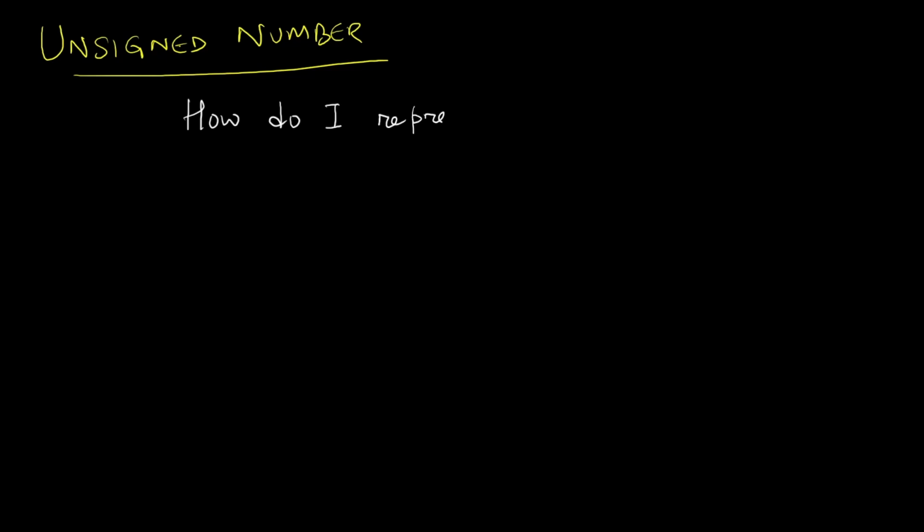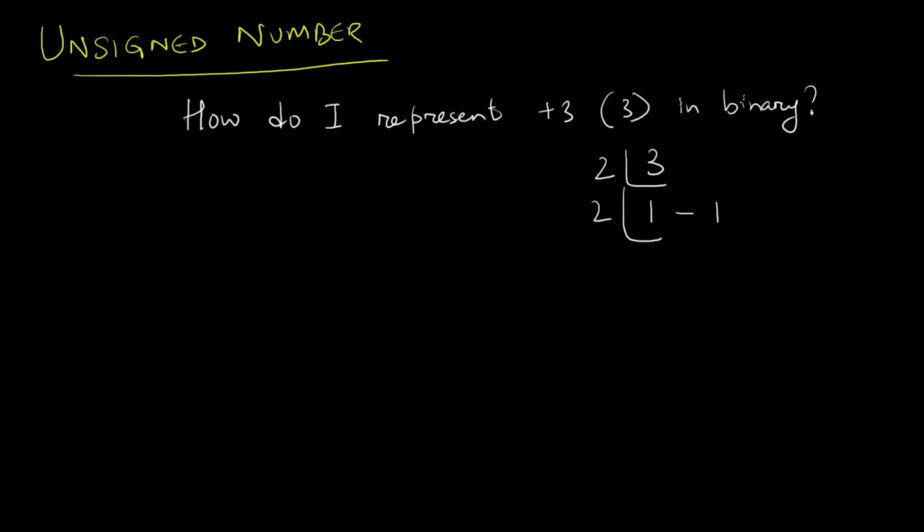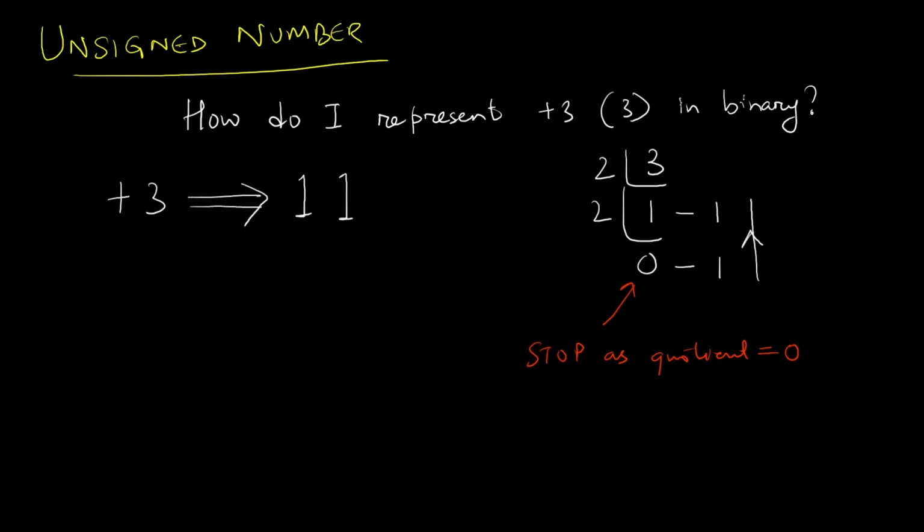How do I represent plus 3, or we simply write 3, in binary form? We have already learned decimal to binary conversion in one of our previous lectures. We simply divide 3 by 2. 2 times 1 is 2, the remainder is 1. Now we divide 1 by 2. 2 times 0 is 0 and the remainder is 1. We stop here as the quotient has now become 0. Catch hold of the remainders from bottom to top. This gives us the answer as 1 1. That is, unsigned number plus 3 is represented as 11 in binary.